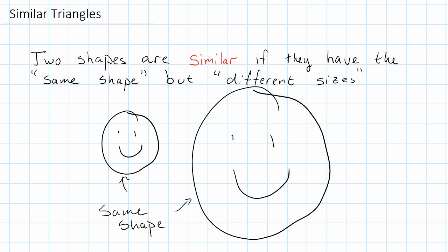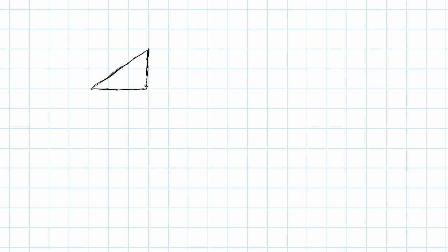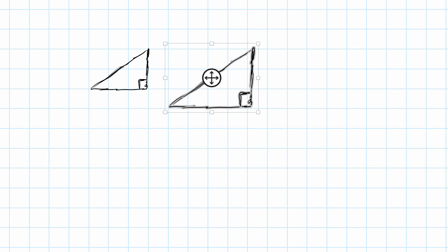What does it mean when we have triangles that are the same shape, but different sizes? Remember, a triangle is just a shape with three sides. So here's a triangle. And in this discussion, we're going to be really concerned with right-angled triangles. Triangles where one of the corners is a square corner. What does it mean for two triangles to be similar? Let's copy this picture, stretch it out, and see what happened.